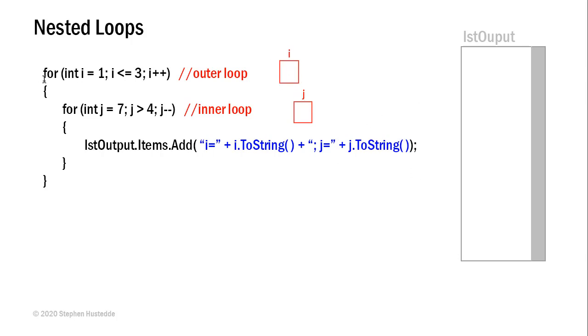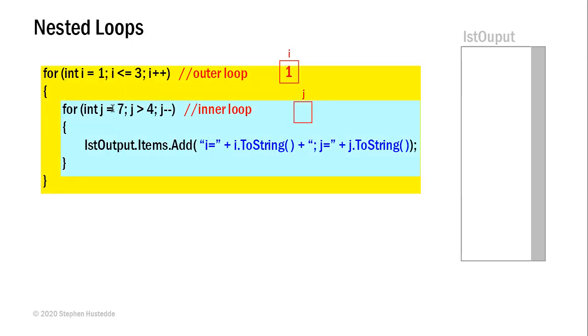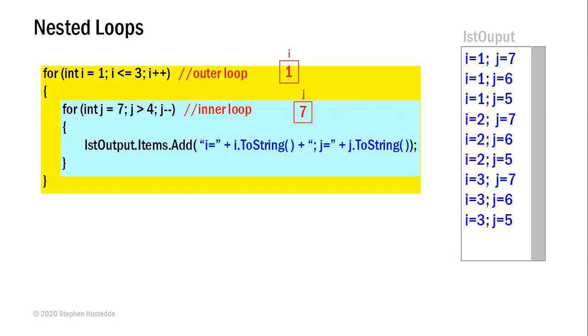When we first run this nested loop sequence, I becomes 1. And then it comes in and does the inner loop. I'm going to color code these a little bit for you. So our inner loop is the cyan color, and the outer loop is the yellow. And so j then is going to start with a value of 7. And when we come to the repeated block of code inside that inner loop, we're going to output I equals whatever the value of I is, in this case 1, and j equals whatever the value of j is, in this case 7. And that becomes our first line of output. I equals 1, semicolon, j equals 7.